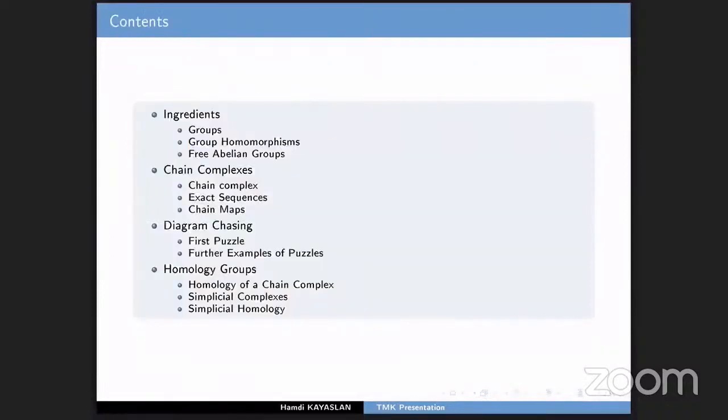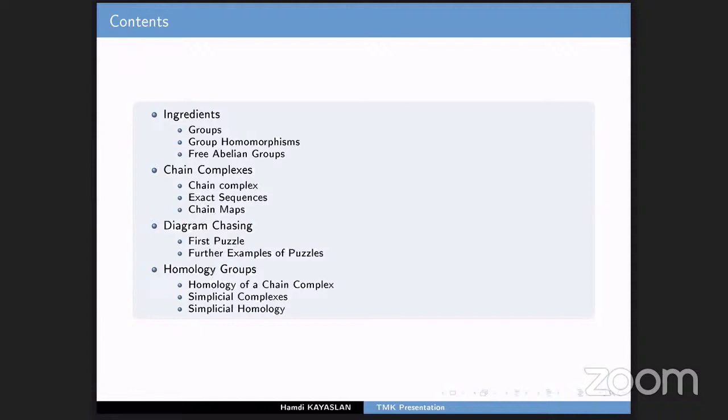So we first take a look at groups, group homomorphisms, and additionally, for our example, it will be useful, free abelian groups. And then in the second part, we are going to build chain complexes, what they are and what exactness means and what kind of maps we can define between them. And there will be a nice puzzle, diagram chasing here. We are going to see an example of it and further examples, but we are not going to solve each of them. I think the time will not be enough. And then we'll move to homology groups of a chain complex, a way of obtaining meaningful information from these chain complexes.